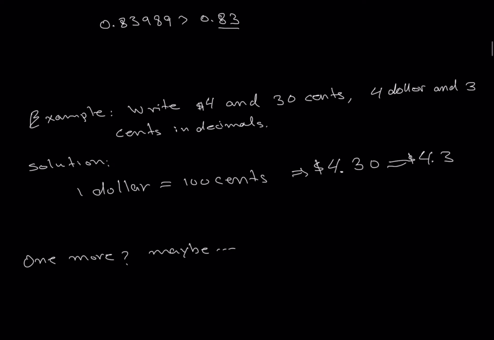Okay, so how did we get this one here? We have $4 plus 30 cents. A cent is 1 out of 100, so 30 cents will be 30 over 100. So this zero will cancel out. It will be $4 plus 3 over 10. If you do the math, 3 over 10 will be 0.3. So it'll be $4.30, or 30 cents, like that.